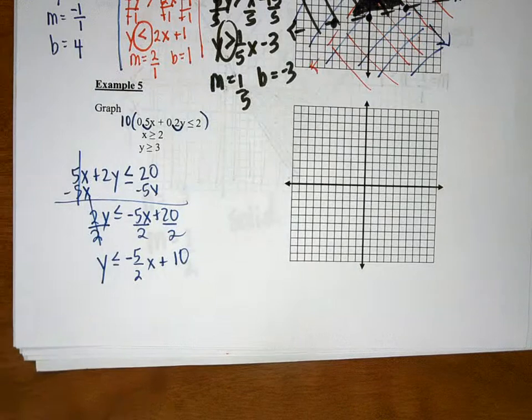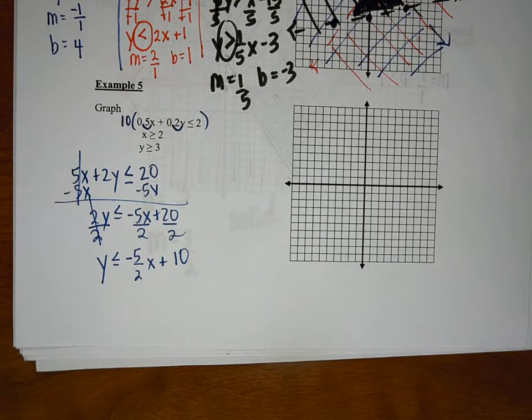What two pieces of information do I need? M and B. Go ahead and do that.